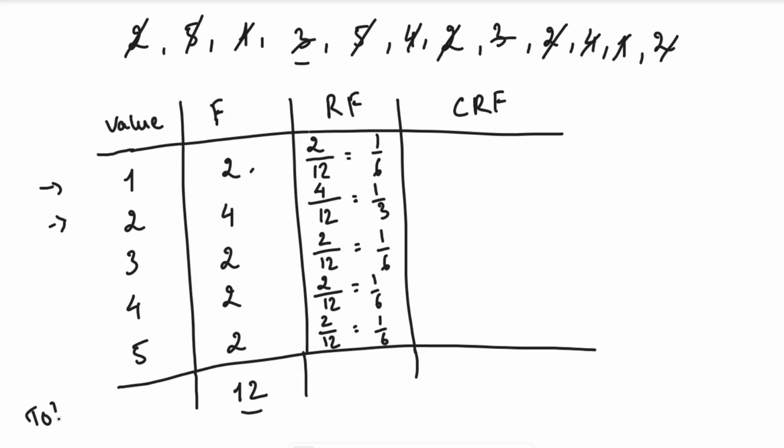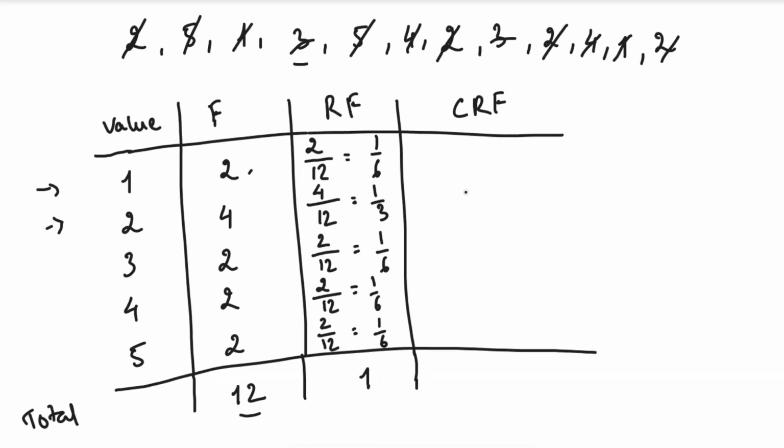So this is the total, right? We will add all the relative frequencies. So 1 over 6 plus 1 over 3 plus 1 over 6 plus 1 over 6 plus 1 over 6, and it's gonna be 1. All right, so you have to make sure the total relative frequency is 1.